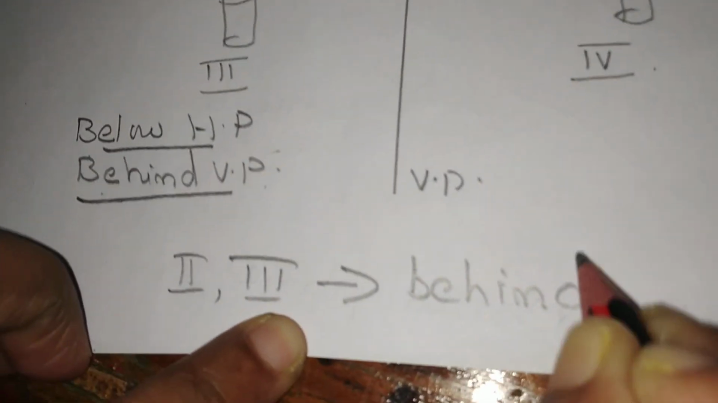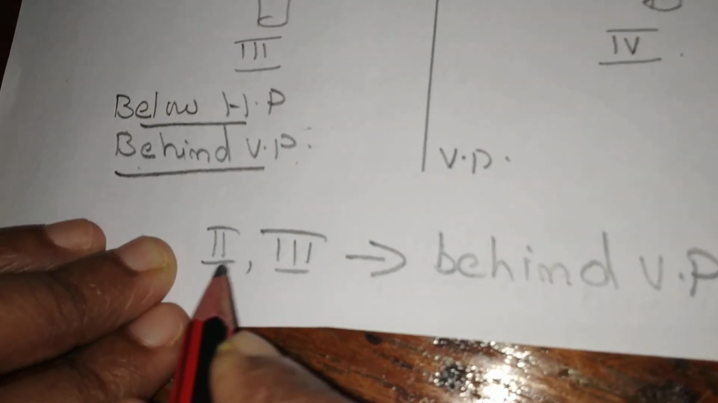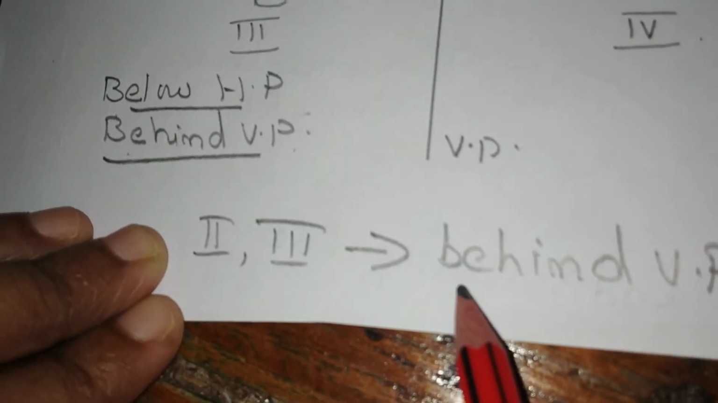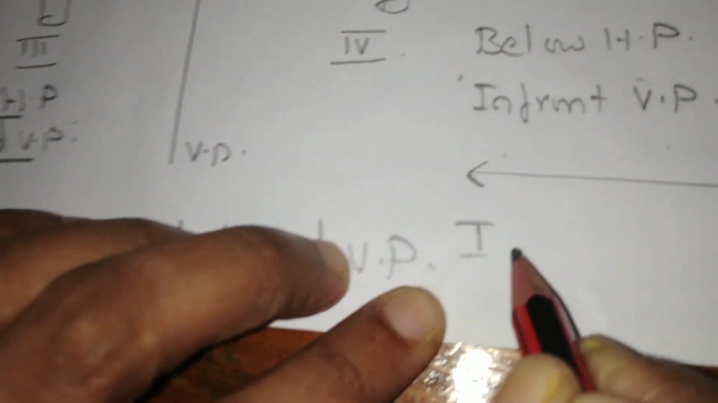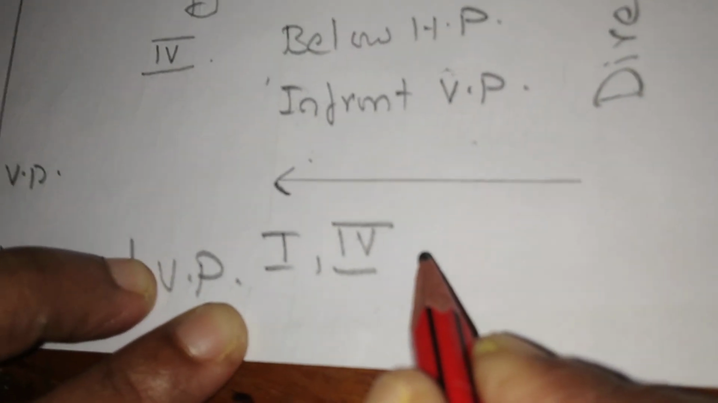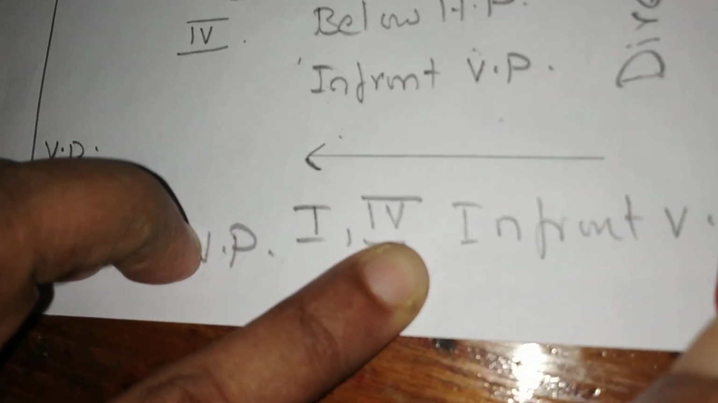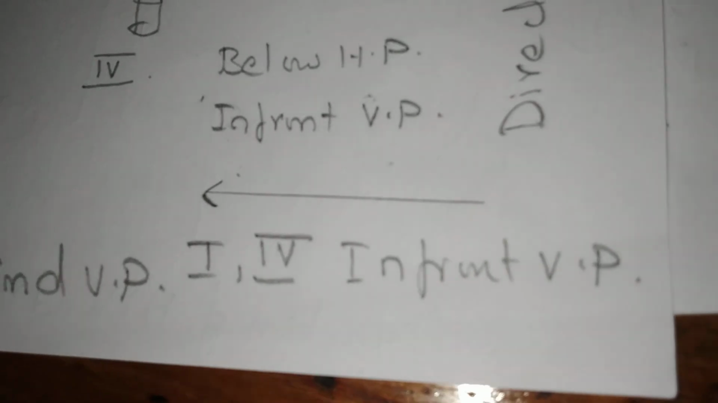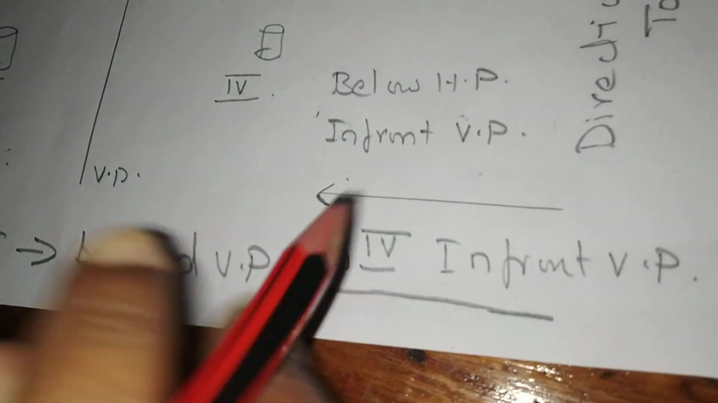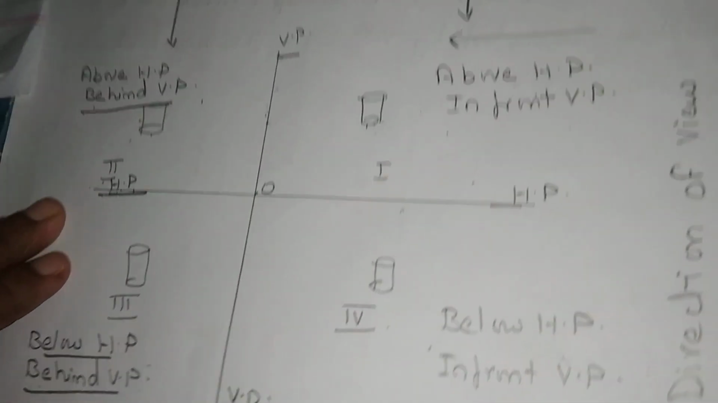Behind VP. Fine. Second and third, in case of VP, were known as behind VP, whereas first and fourth quadrant, it is known as what? In case of VP, it is known as in front of VP. So there is only a slight confusion with VP. HP means it is obviously above HP, below HP. So I've explained here.